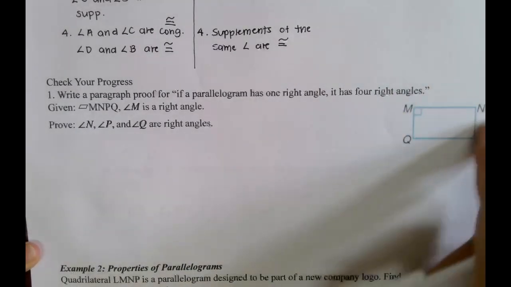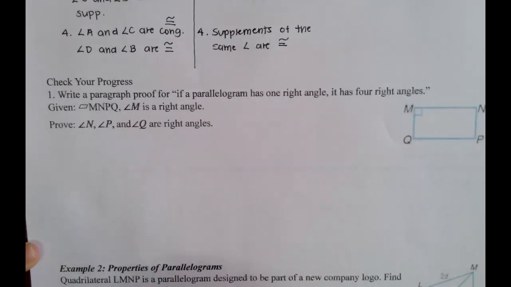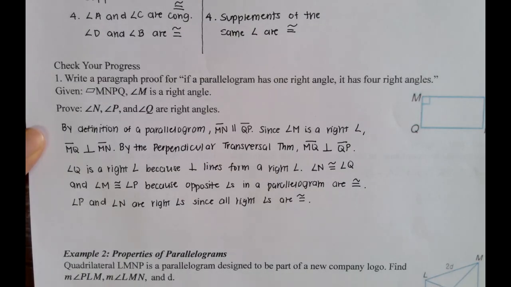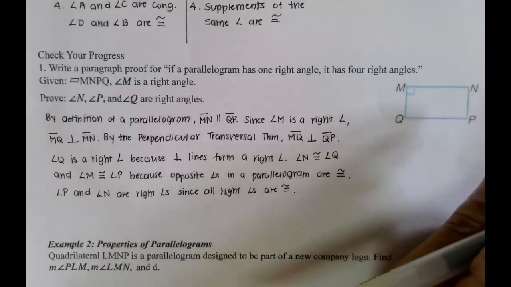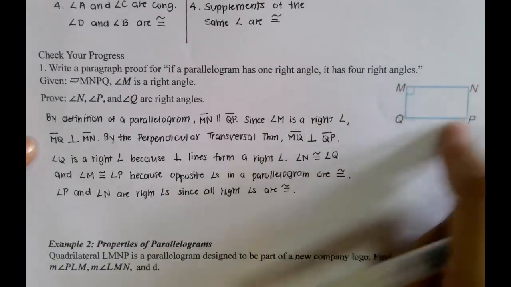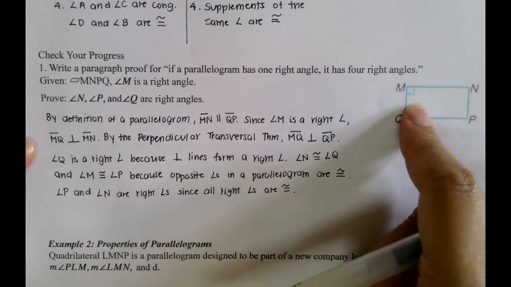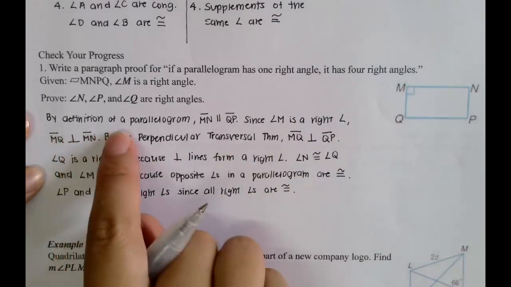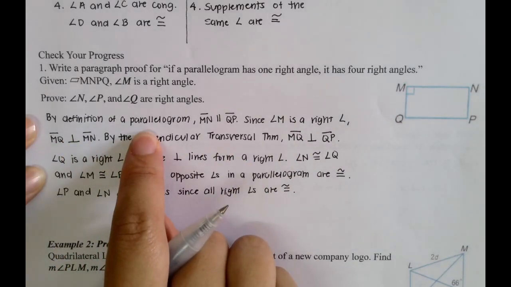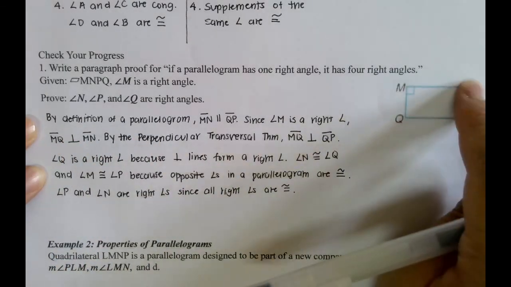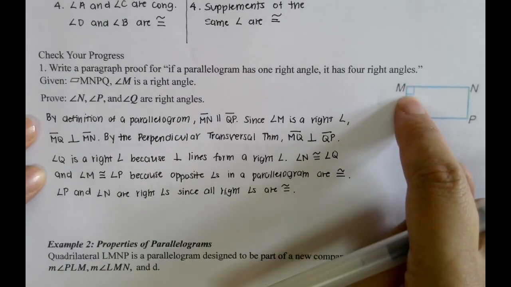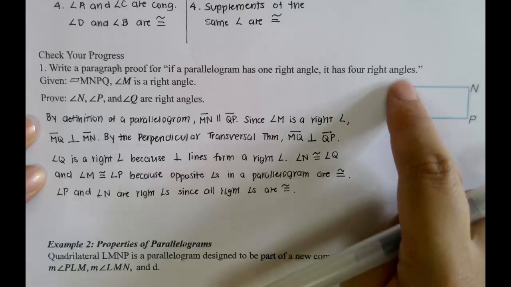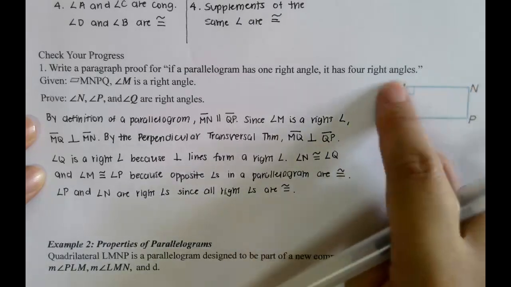It would help to have this picture here to write a paragraph proof for this. Okay, so this is what you should have gotten. We know that MNPQ is a parallelogram and angle M is a right angle. So by definition of a parallelogram, we know that MN is parallel to QP. Since angle M here is a right angle, that means that MQ and MN must be perpendicular.